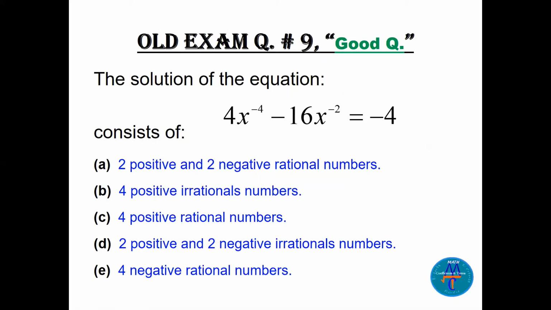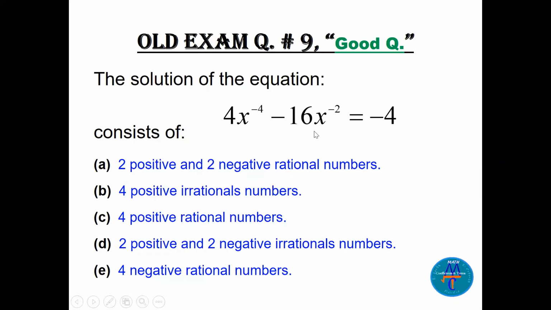We need the solution of this nice equation here: 4x to the power minus 4 minus 16x to the power minus 2 is equal to minus 4. Clearly here we can see 4, 4, 4, so you can divide by 4. I told you before, anytime you can divide any equation by any constant non-zero number, do it.